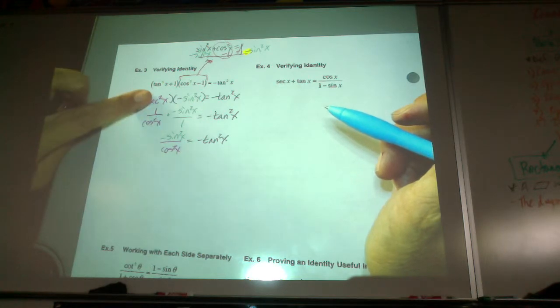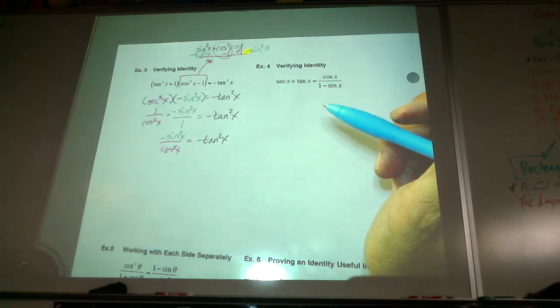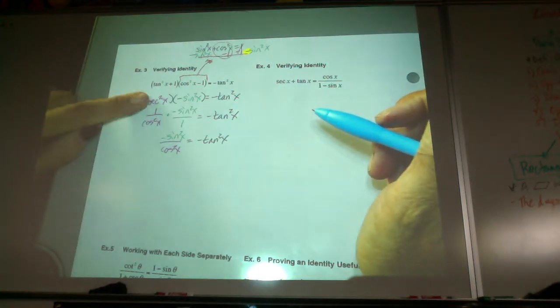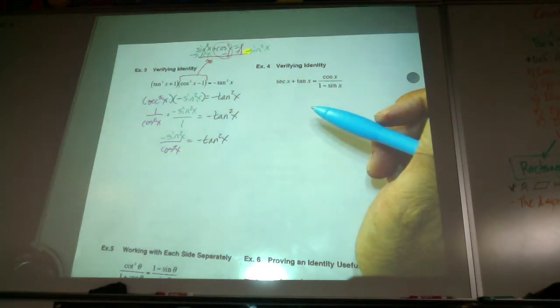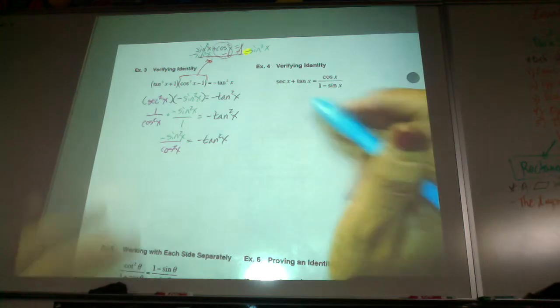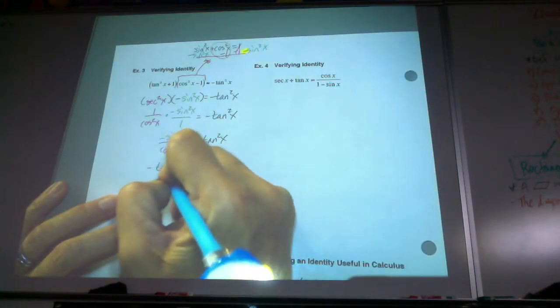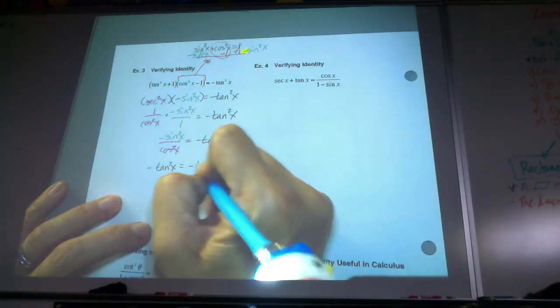You can't go from here to the answer. Let's just put it that way. You can go from here to here, or from here to here. And then from here, what is sine over cosine? Tangent. So now we have a negative tan squared x equals a negative tan squared x.